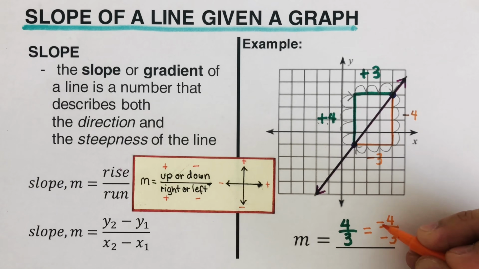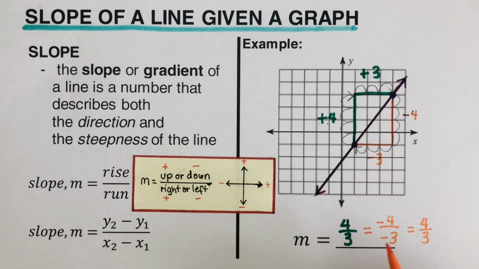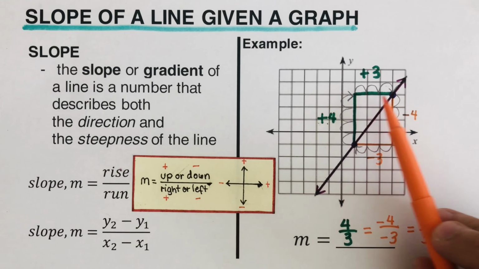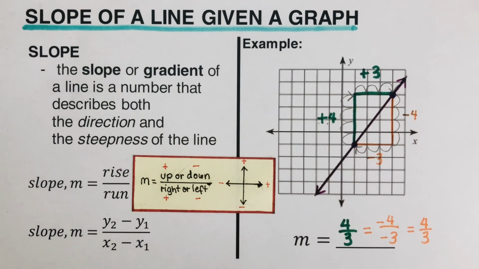Negative over negative is a positive, so this is just equal to 4 over 3. So it doesn't matter which way you want to do it. Either you go up and right, or you go down and left, the answer would still be the same.